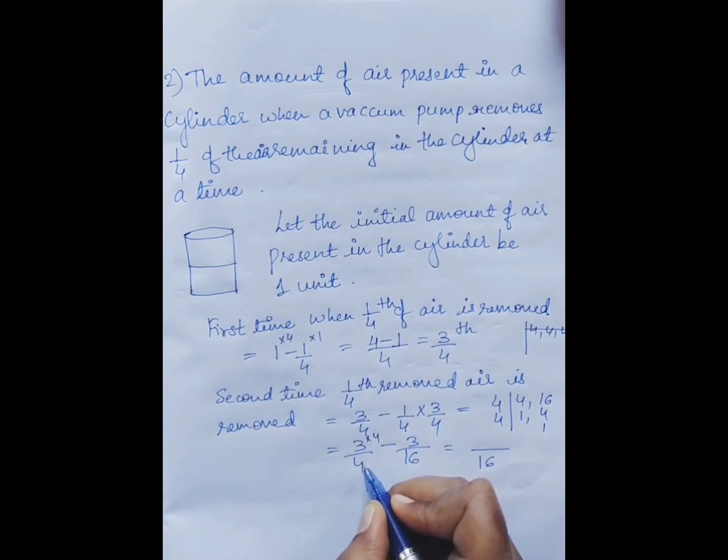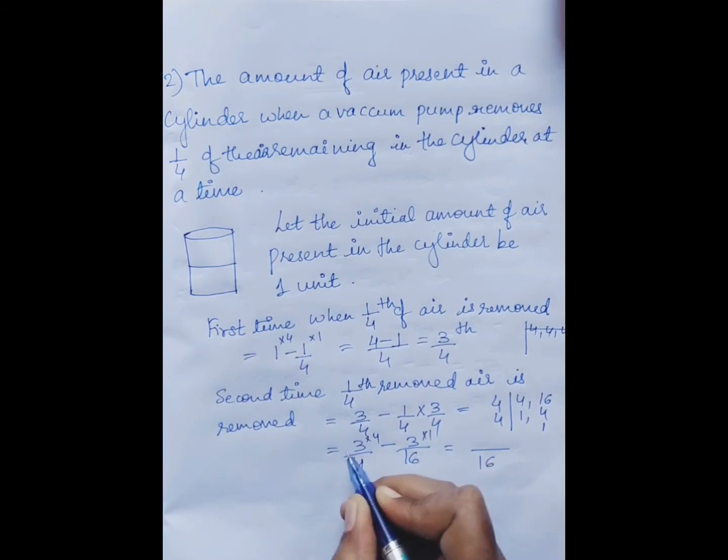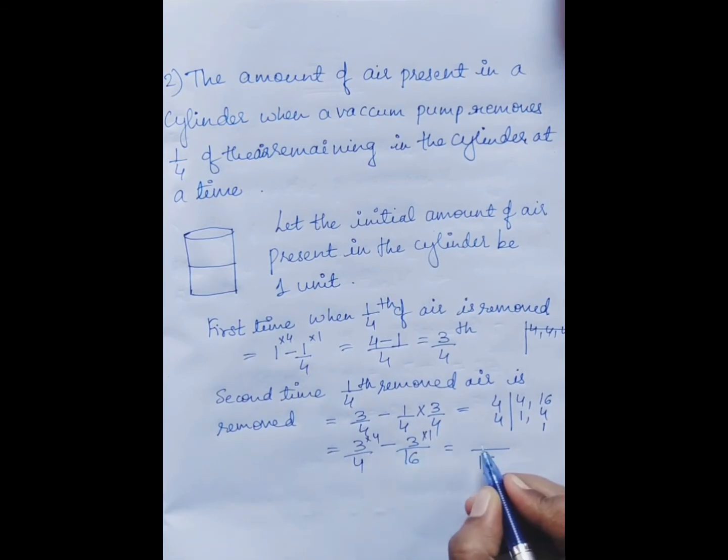So 4 into 4. From the denominator we have to multiply 4. 4 into 4 is 16. 16 1s are 16. So 3 4s will be what now? 12. Minus 3 1s are 3. Okay. So how much are you going to get? 12 minus 3 is how much? 9. 9/16. LCM is 16, so the denominator will be as it is. 12 minus 3 will be 9/16. So for the second time when we are removing the air, 9/16 of air is remaining.